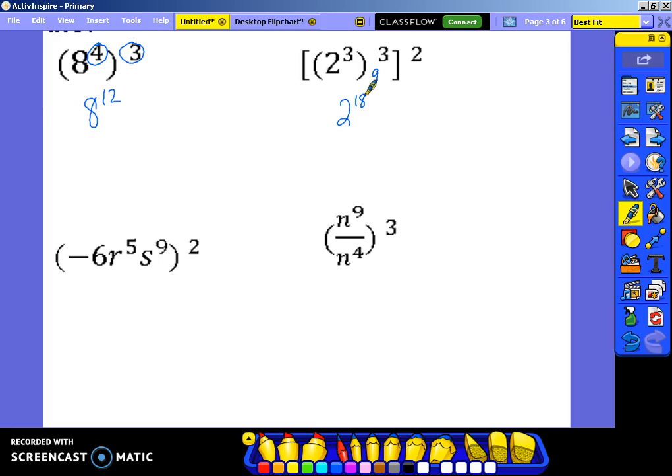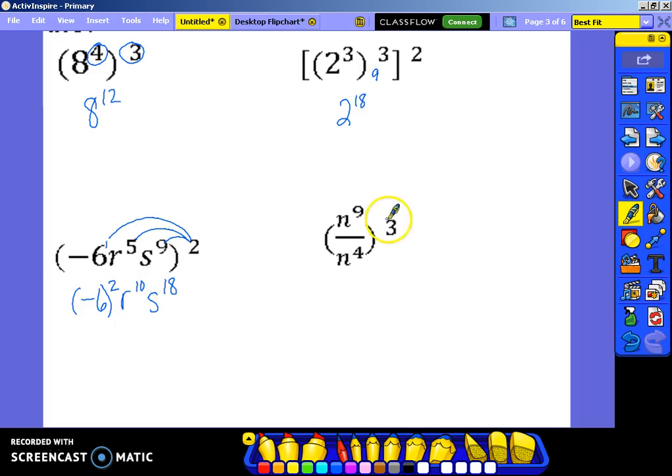When you have more than one base, you have to distribute to everything inside the parentheses. If there's not an exponent, it has an exponent of 1, and 1 times 2 is 2, so that's negative 6 to the 2nd power. Then we have 5 times 2 is 10, r to the 10th power. S to the 9th power, raised to the 2nd power, 9 times 2 is 18. And we want to put this negative 6 in parentheses because it's negative 6 times negative 6. You want to make sure you still have those parentheses there.